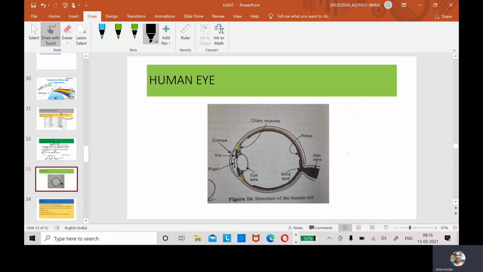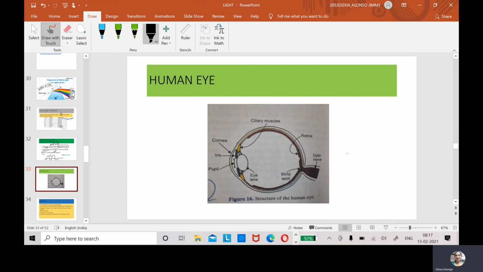So in that lesson, the main part is about the human eye, its functions, and the defects of the human eye. Only that will be discussed in this video. Look at the figure given in the slide displayed here. Figure: structure of the human eye. What are the parts present in this human eye?